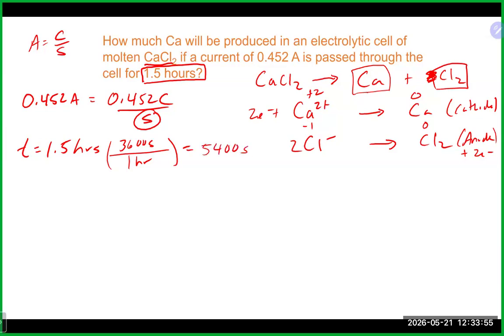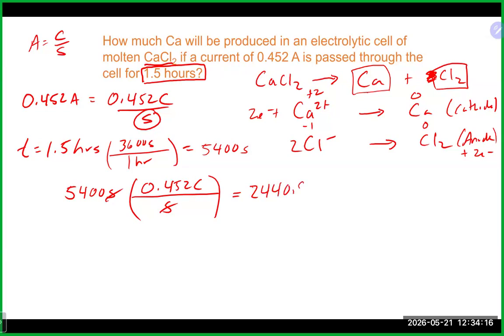Now I have the beginning of my calculation. I'm going to take my 5,400 seconds, which is how long I ran it for, and multiply it by the current. The seconds cancel, and that gives me the coulombs of charge, which in this case looks like 2440.8 coulombs.